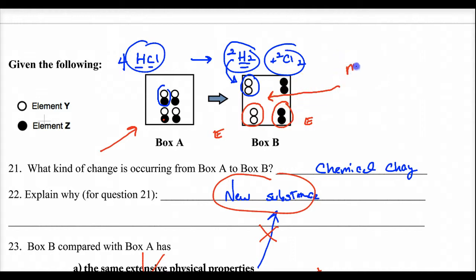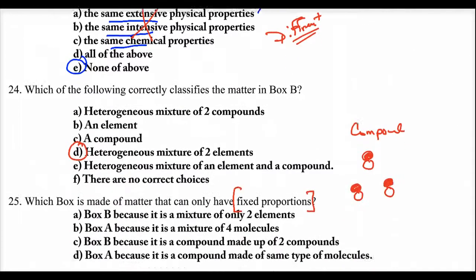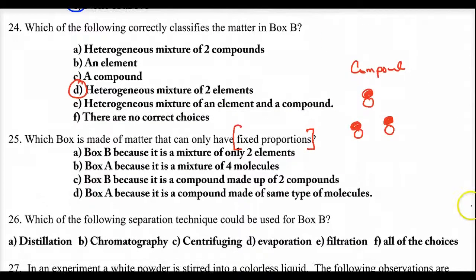Because in a mixture, guys, can't you have more or less of these guys, or more or less of these guys? Can't you have a dilute or a concentrated mixture? Well, of course you can. So therefore, it has to be compound. Box A is a compound made of the same type of molecules. That is what gives it its fixed proportions.